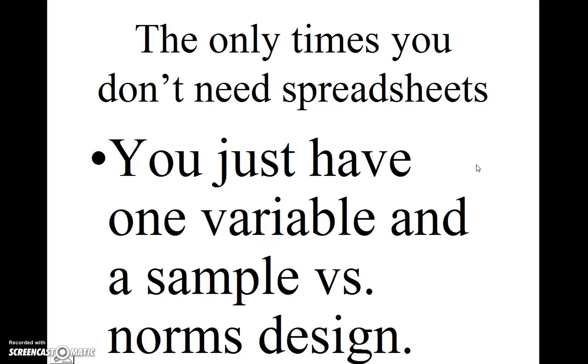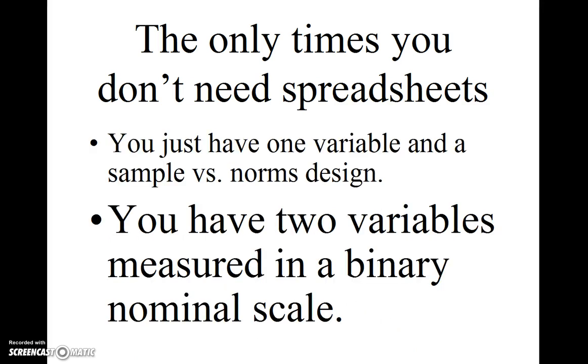Now you can have a situation where you can do without a spreadsheet, but those situations are pretty rare. For example, if you just have one variable and your design is a sample versus norms design. In that case, just count up the individual numbers of subjects fitting in each category, and you compare those with the norms later. Another exception is when you have two variables, and each one of those two is measured in a binary nominal scale.